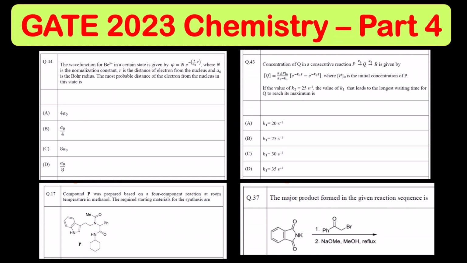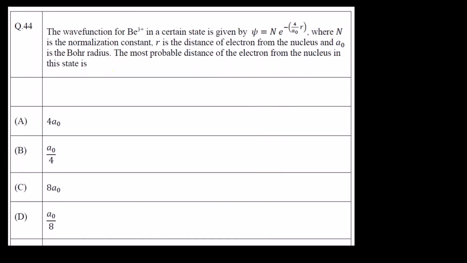So this is part 4 of the GATE 2023 chemistry paper. This is the first question that we are going to discuss. It is from quantum chemistry. What is given?